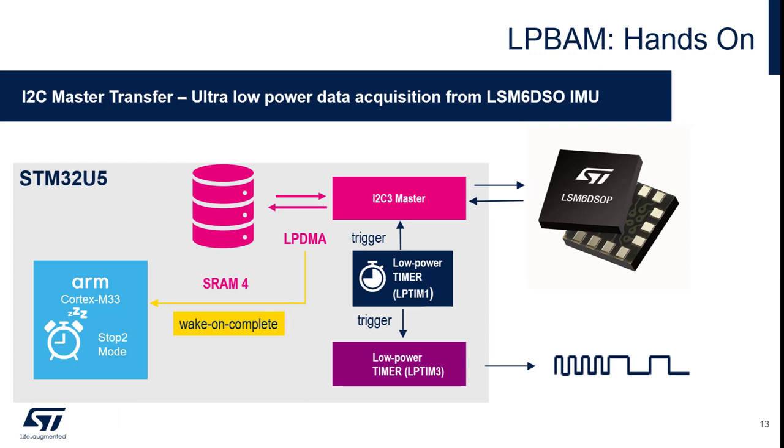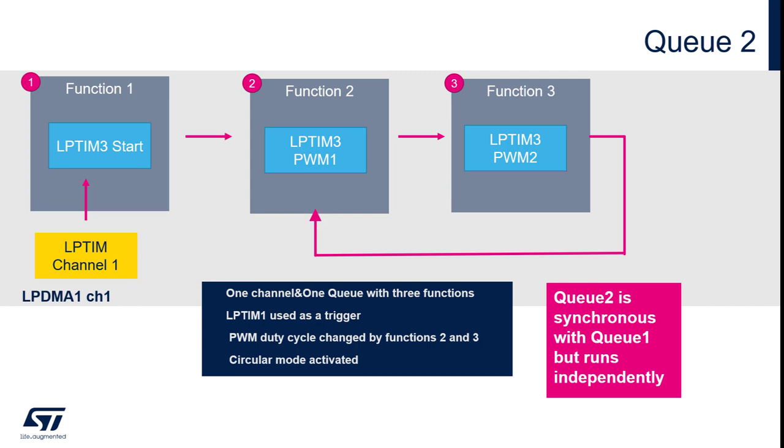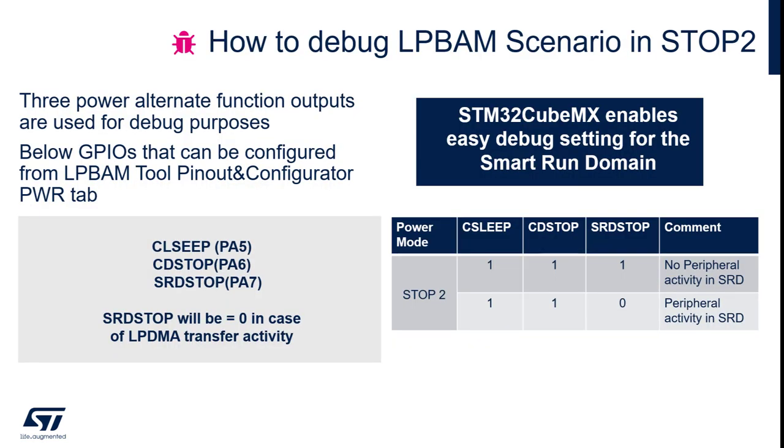Coming back to the purpose of our hands-on, we now have to implement low power timer 3 triggered by low power timer 1 in order to generate a PWM on a GPIO with a modulated duty cycle. Technically, this will be a new queue. It will be triggered by low power timer 1 and will run in a circular loop. PWM functions 2 and 3 will be used to write the auto reload register and counter register via LPDMA to update the duty cycle. In addition, we will also show how to debug an LPBAM scenario in stop 2.